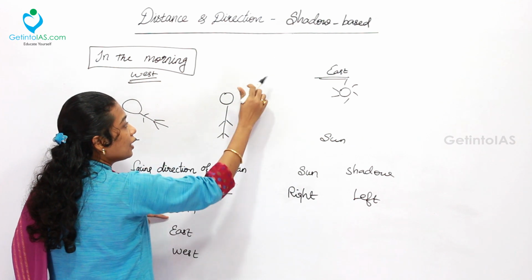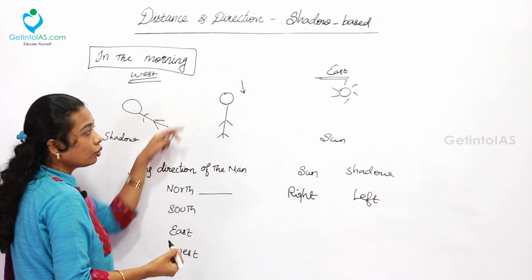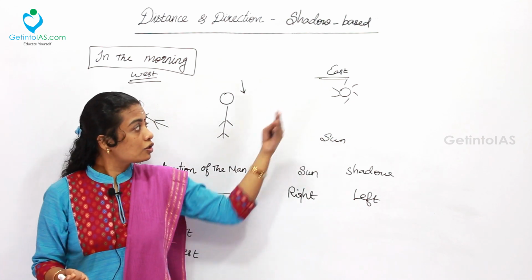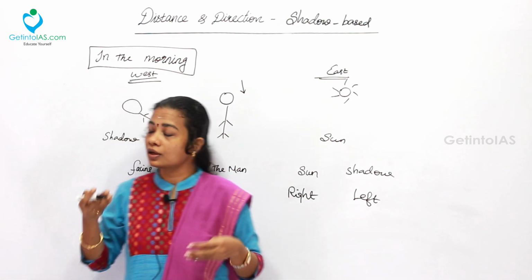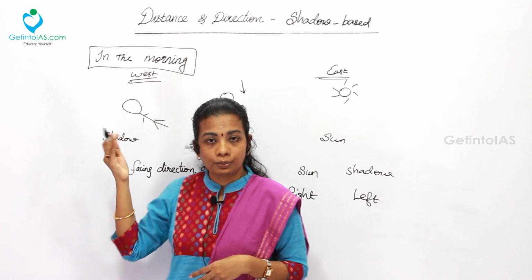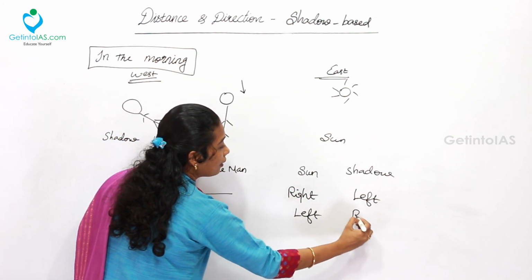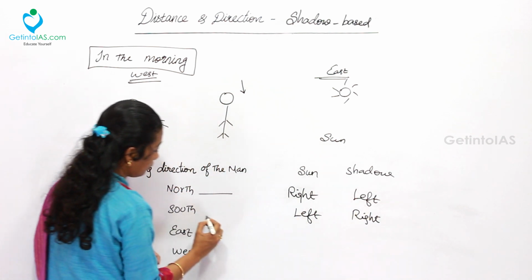Then the next thing: if the same person is facing south, now I am making the person face south. When the person is facing south like me, the sun will be on the left side and the shadow will be on the right side. So the sun is on the left side and the shadow is on the right side.